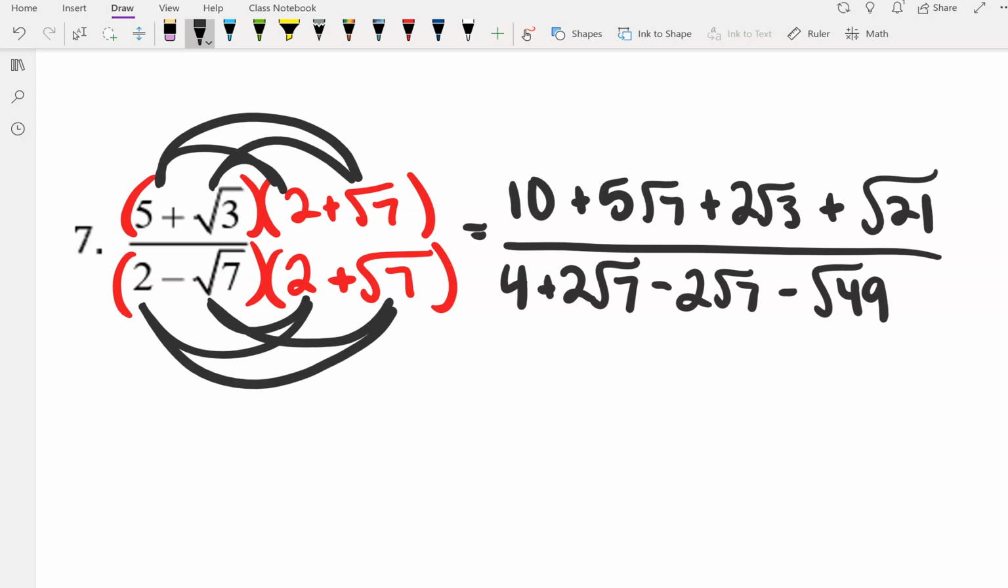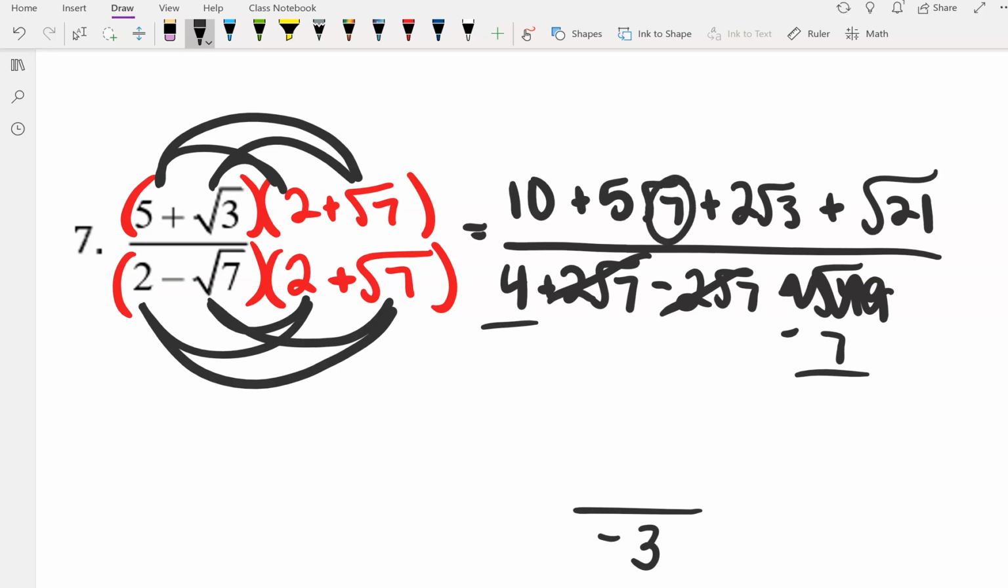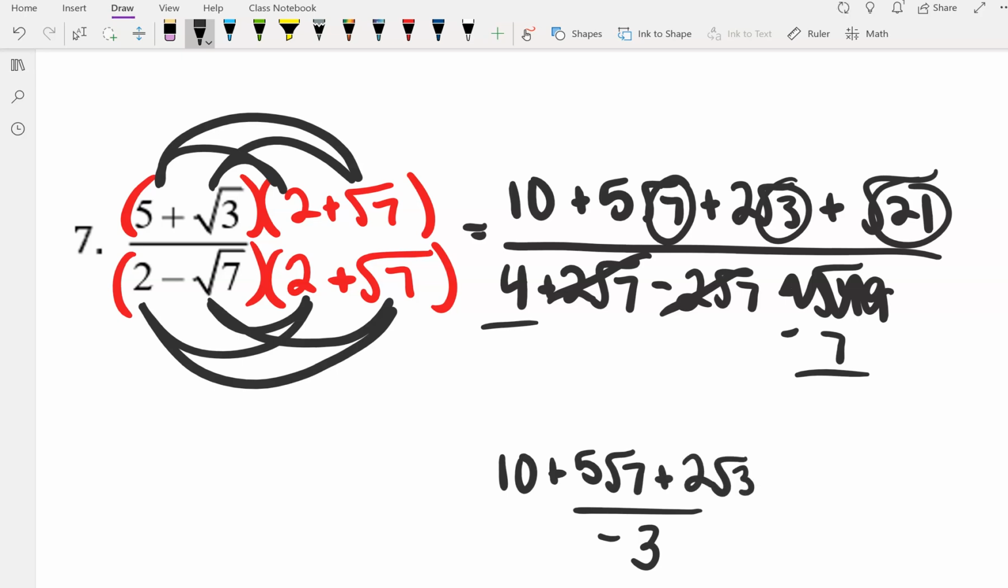Now let's simplify the bottom, and the top if possible. Middle terms should always cancel when you're multiplying by the conjugate. This becomes negative 7 instead of negative root 49. Then we have 4 minus 7 is negative 3 on the bottom. On the top, I would try to break down the radicals. Root 7 doesn't break down, root 3 doesn't break down, root 21 breaks into 7 and 3. There are no pairs, so we can't reduce it. We cannot add them together because they are different numbers under the radical. So this is just a long, somewhat ugly answer.